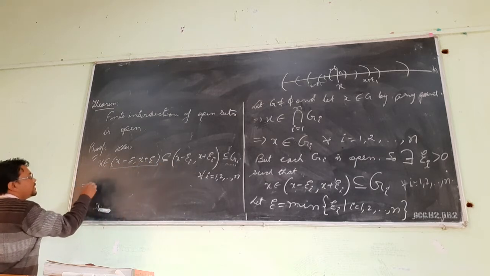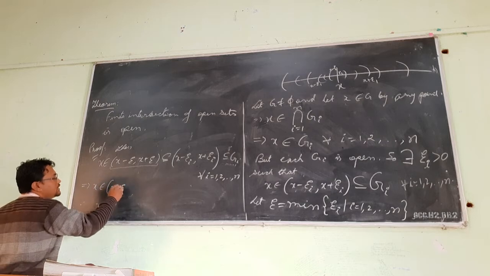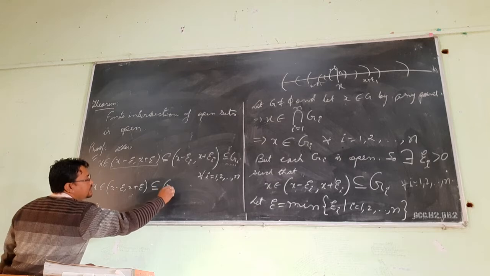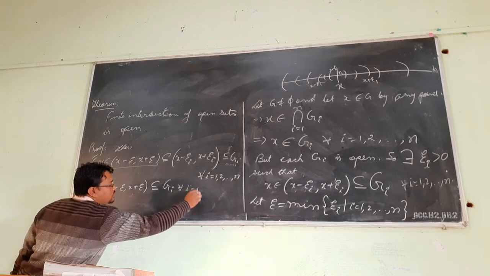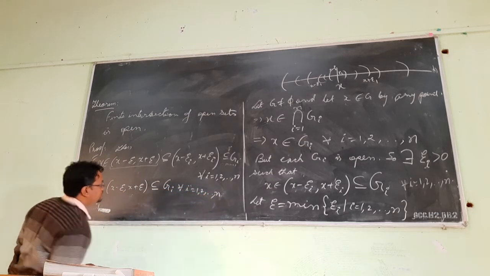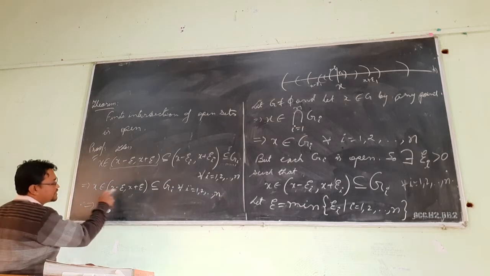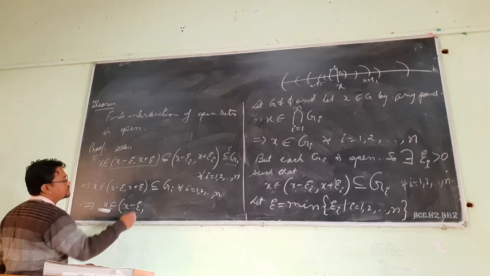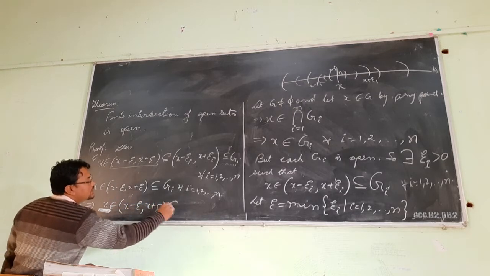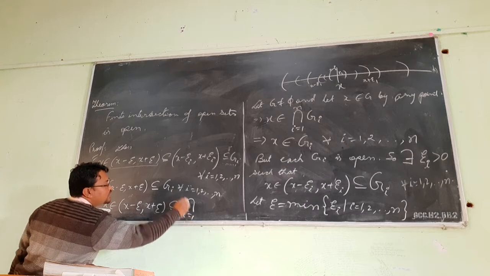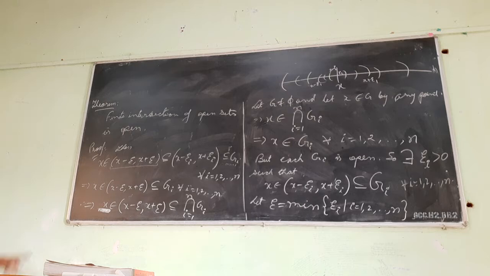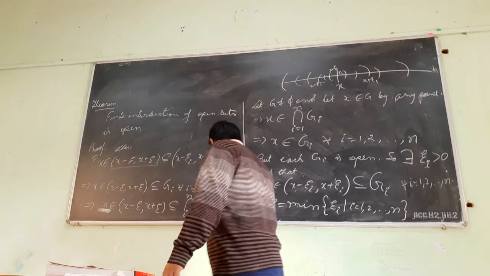So from here I can write X belongs to X minus epsilon, X plus epsilon, which is a subset of Gi for all I equal to 1 to n. So it is a subset of every such set. So it is a subset of their intersection: X minus epsilon to X plus epsilon is a subset of the intersection of Gi, I goes from 1 to n. Since it is a subset of every set, it is a subset of their intersection also. And what is this? This is nothing but G.